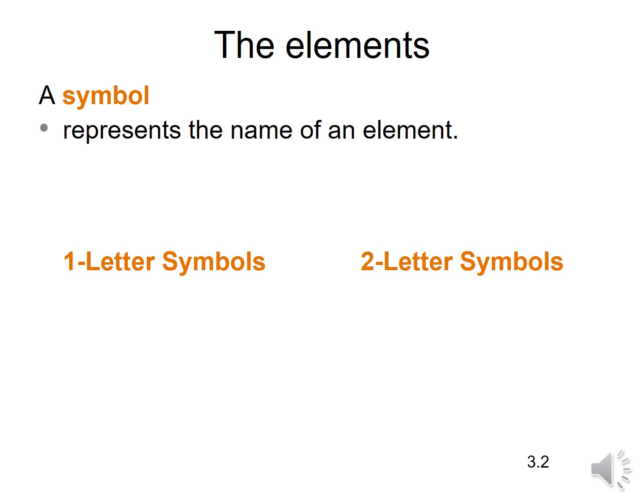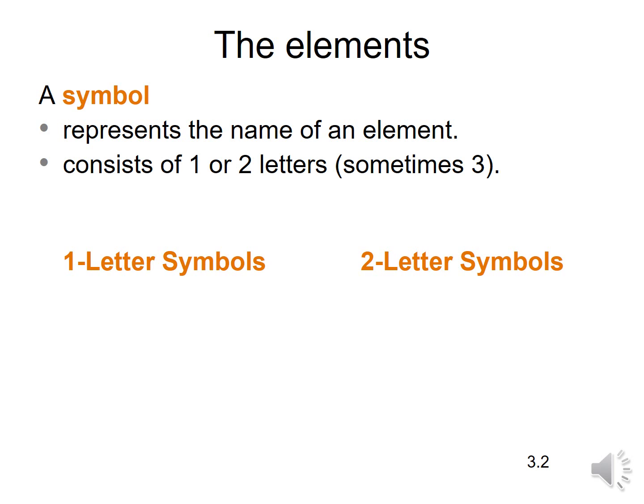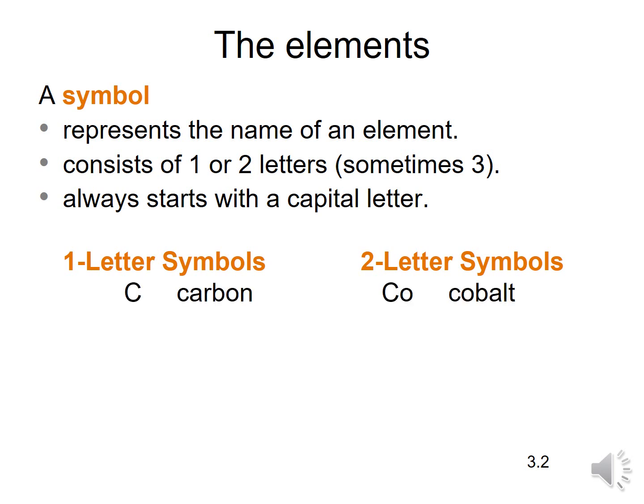Elements have a symbol that represents the name of that element. The symbol consists of 1 or 2 letters. Some of the elements that don't have an official name sometimes have 3 letters. The first letter is always capital, and if there is a second letter, it's always lowercase.